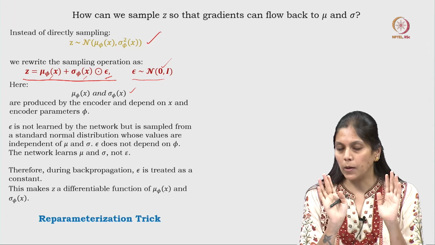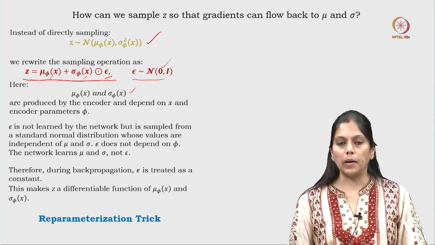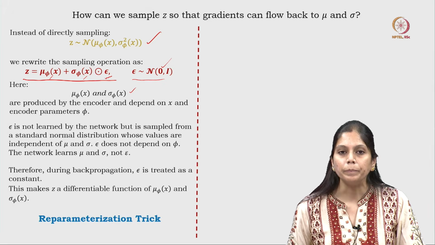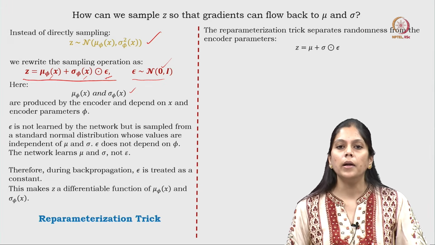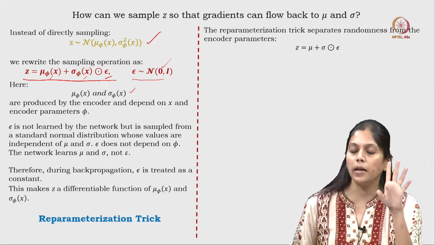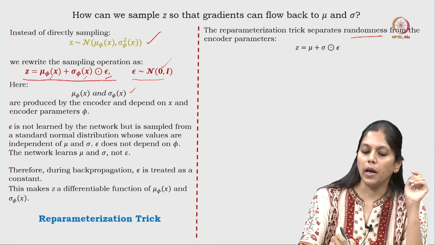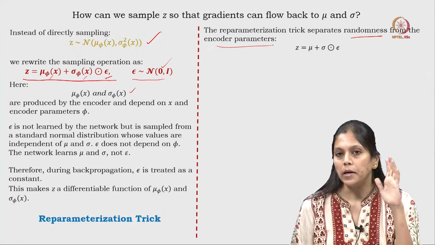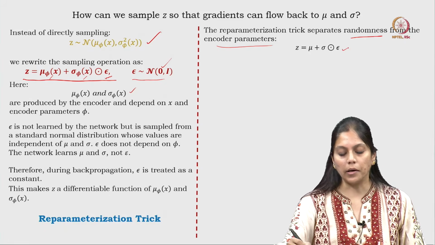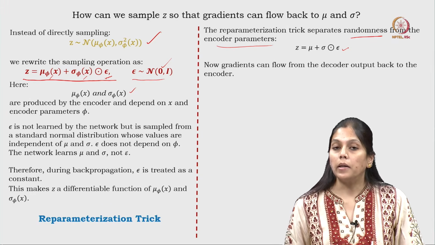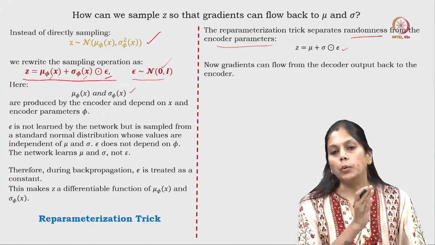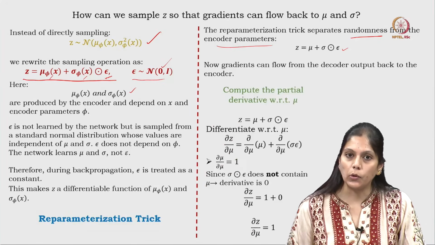I hope this is clear to us. If it is still not clear, let us proceed further, and then we will see that mathematically. So what we have done, the reparameterization trick, is separating the randomness from the encoder parameter. Right? Definitely it is separated. Now this is how you are writing the equation. Now the gradients can flow from decoder back to the encoder. How? Let us look into this.